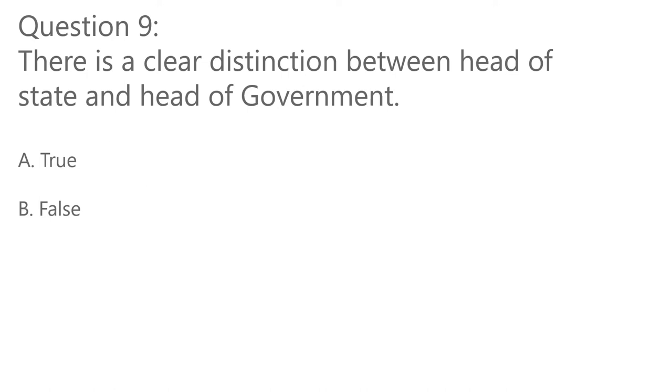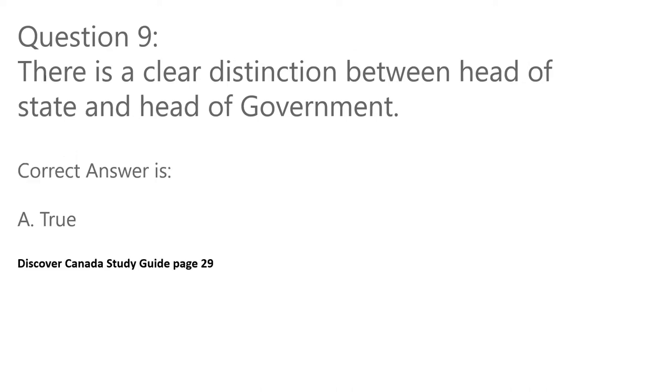Question 9. There is a clear distinction between head of state and head of government. A. True. B. False. Correct answer is A. True. Discover Canada Study Guide, page 29.